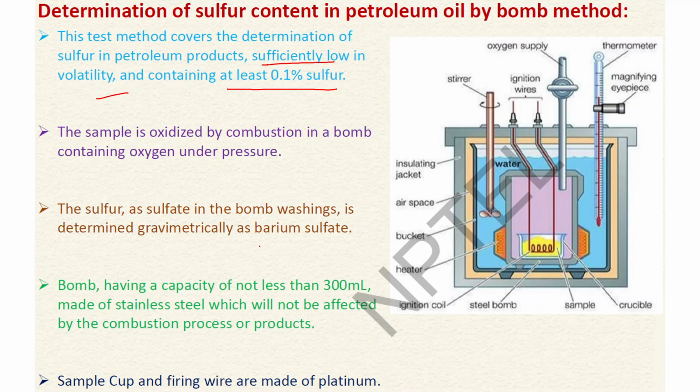The sample is taken here and it is heated. The sample is oxidized by combustion in a bomb calorimeter. This sample is taken in a bomb, and oxygen is passed through a channel. It is combusted in a bomb containing oxygen under pressure. High pressure oxygen is passed into this bomb by using an air compressor or any other method. The sulfur is determined as sulfate in the bomb washing.